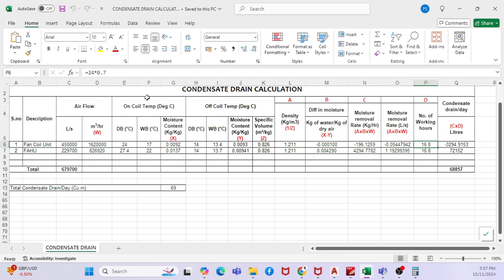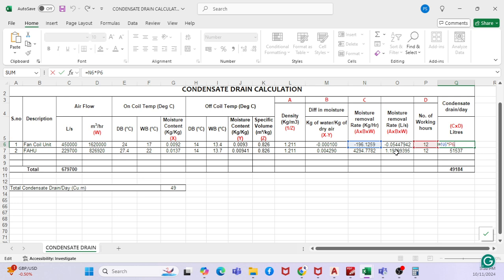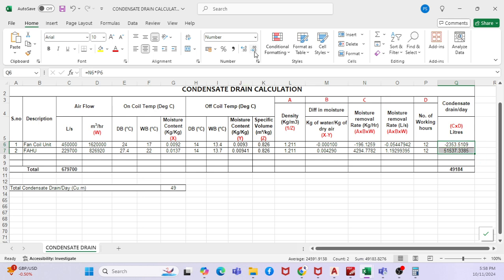Say for example, I'm going to calculate for 24 hours with a 0.7 factor or 0.5 factor only. Say for example, my office will be working only for 12 hours, so 12 hours my air conditioning will be operating. Based on 12 hours, say I have so and so equipment. This is my total moisture in one FCU multiplied by 12 hours. So I can get this much liters per day. From FHU I can calculate so and so liters. So this much liter I will get from condensate drain.